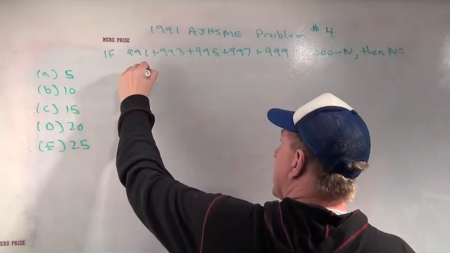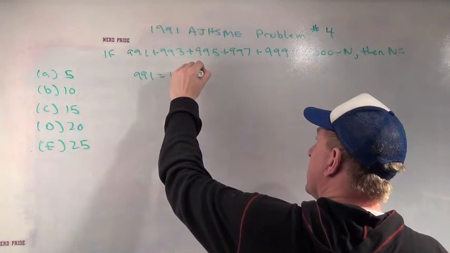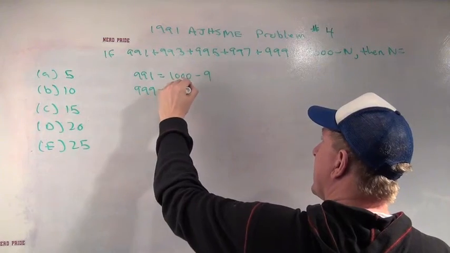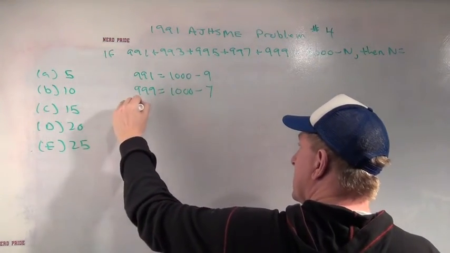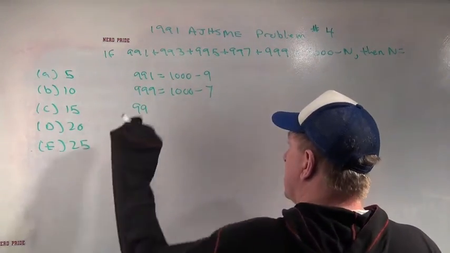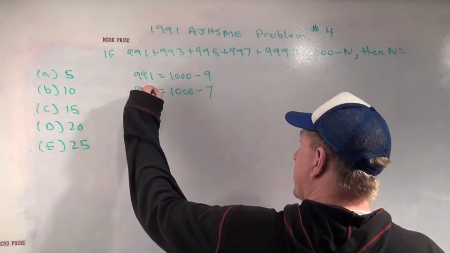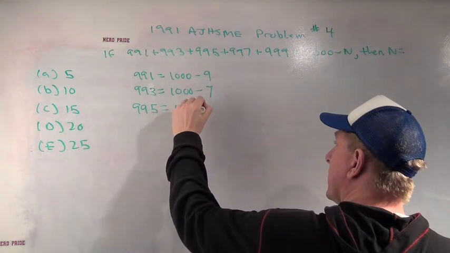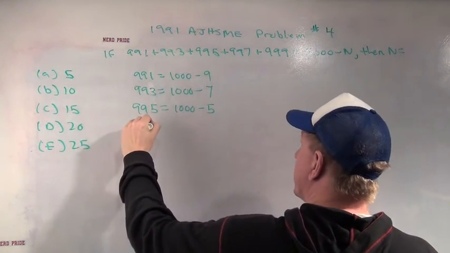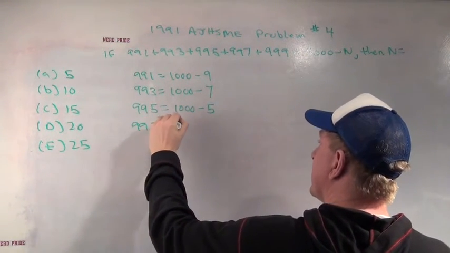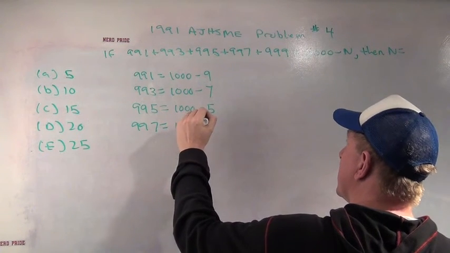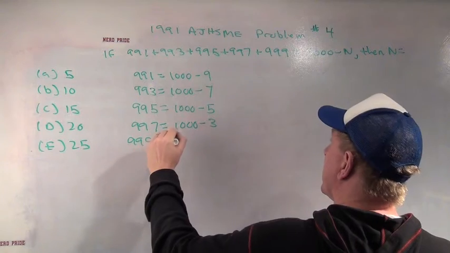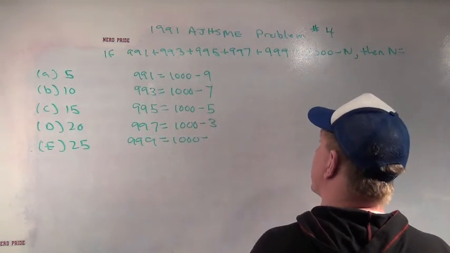We can write 991 as 1,000 minus 9, and write 993 as 1,000 minus 7, 995 as 1,000 minus 5, 997 as 1,000 minus 3, and 999 as 1,000 minus 1.